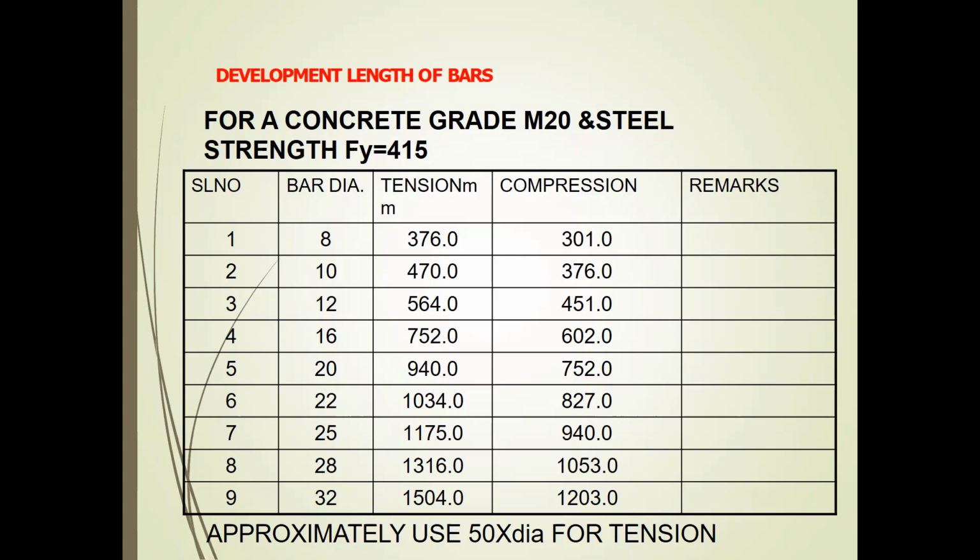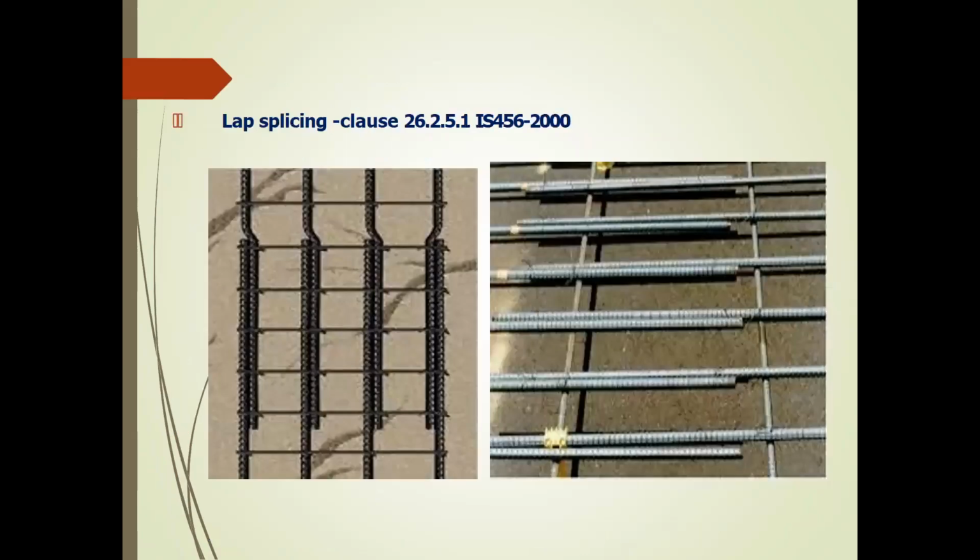Generally, we use 50 dia for the tension. That is, if it is a 10 mm bar, it will be 500 mm. So 50 dia will be used for tension.